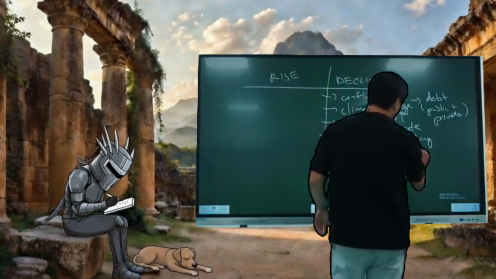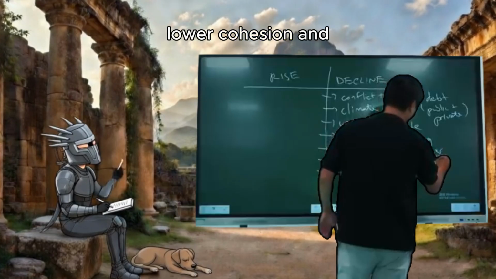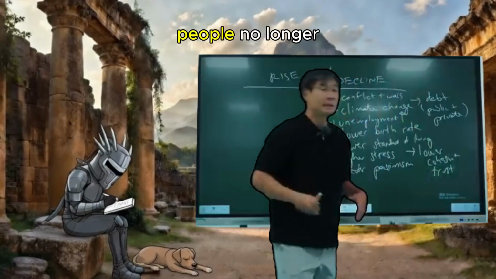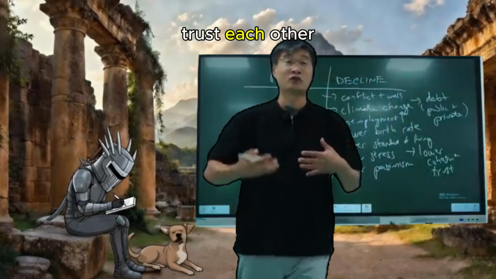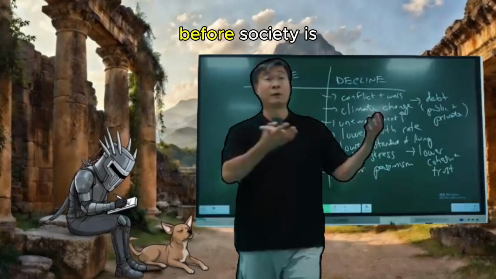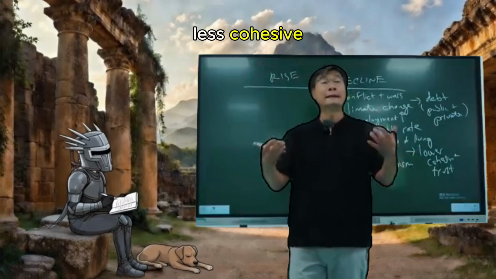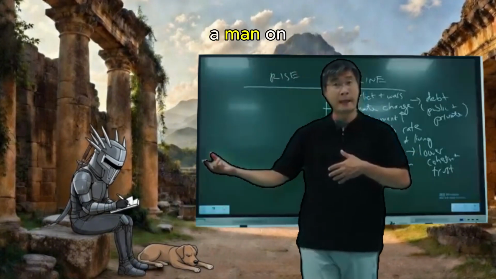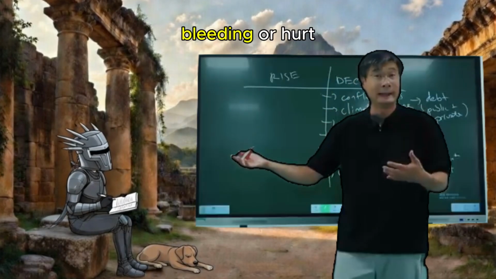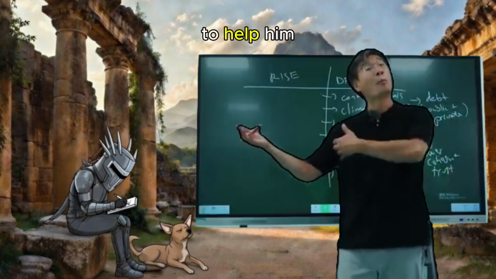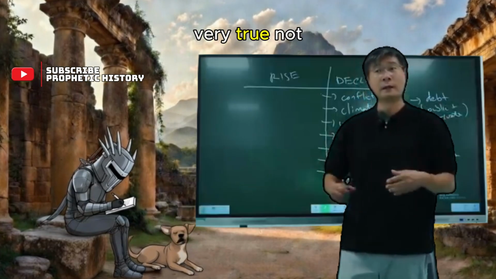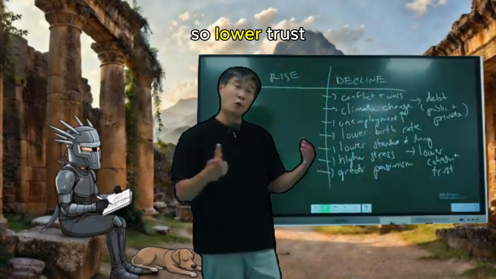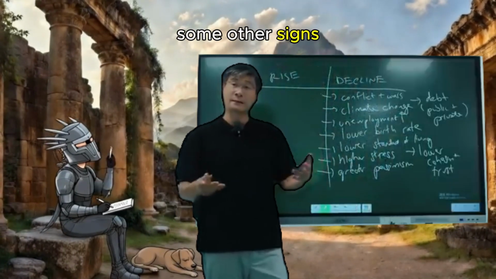Also, lower cohesion and trust. And what this means is that people no longer trust each other as they did before. Society is less cohesive. If you walk on the street and you see a man on the street bleeding or hurt, you're less likely to help him. Okay, and this is very true not only in China, but also elsewhere as well. So lower trust issues. What are some other signs?